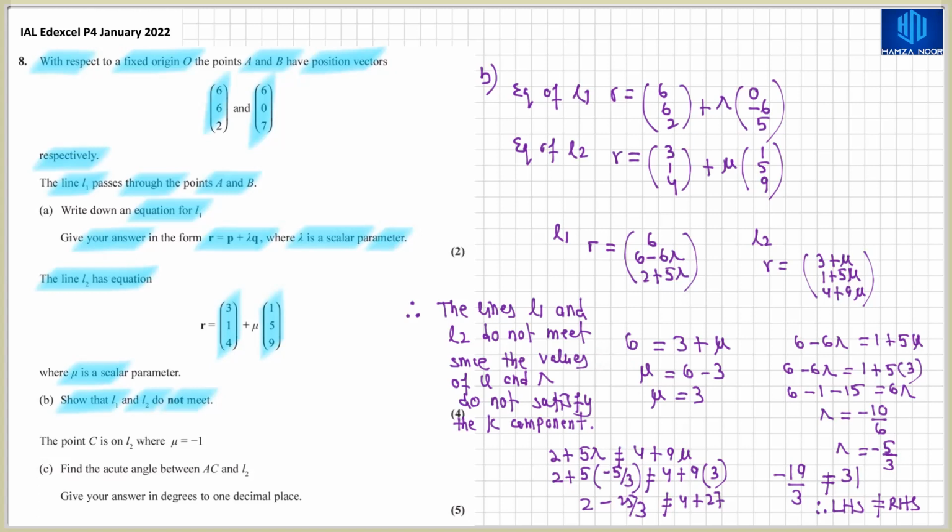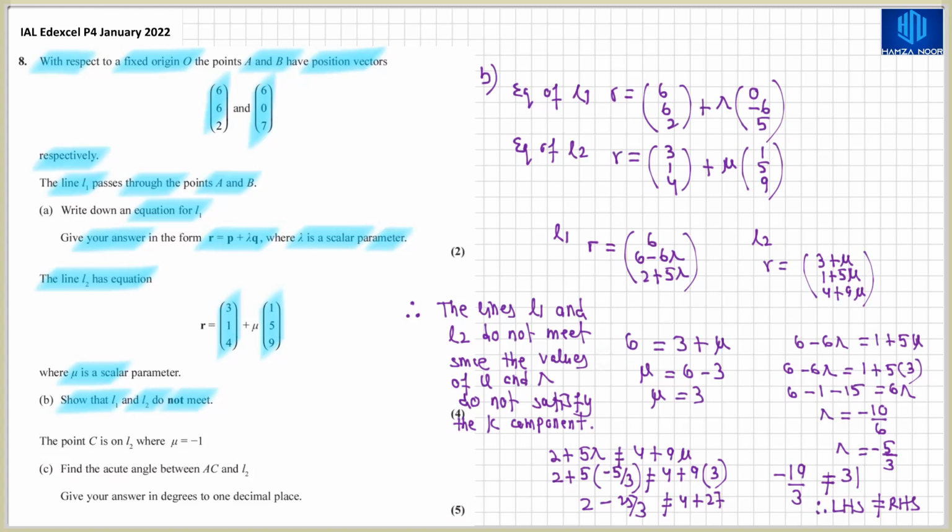Okay, if you use the values of mu and lambda which we have obtained by equating the i components with each other and j components with each other, so if you substitute them back into i and j components respectively, obviously you will get left hand side equal to right hand side. So all we need to make sure is whether lambda and mu satisfy the k component or not. Okay, so the third component which you haven't used in order to find lambda and mu, you have to use that third component in order to see if the left hand side is not equal to the right hand side.